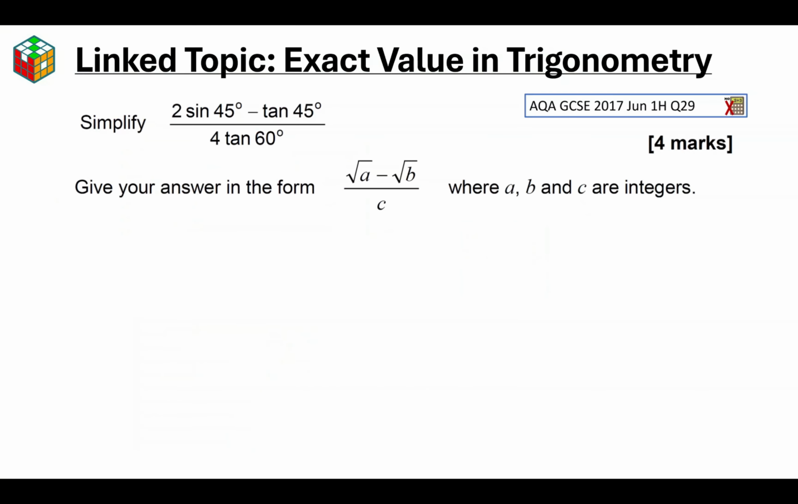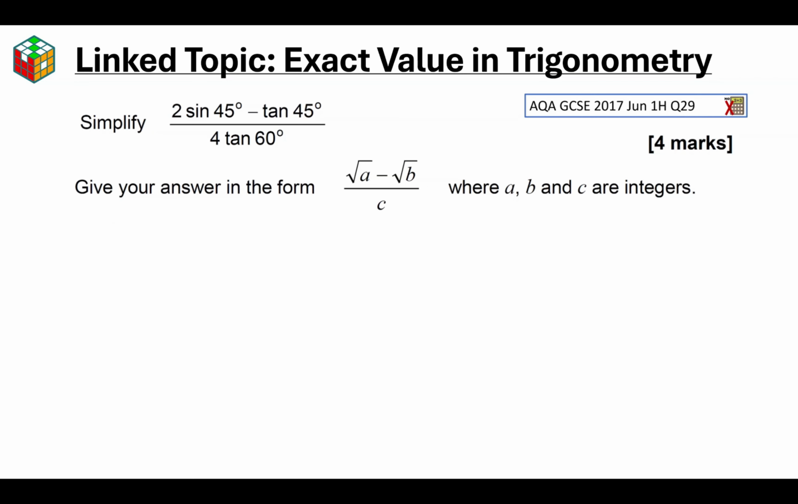Then it can be linked to some topics, as I said before, the exact values in trigonometry. This is one of the past papers. Simplify 2 sine 45, take away tan 45, over 4 tan 60. Give your answer in the form of root a, take away root b, over c, where a, b, c are integers. It's a 4-mark question and there is no calculator involved here. So first of all, you need your knowledge about the exact values. Let's break it down.